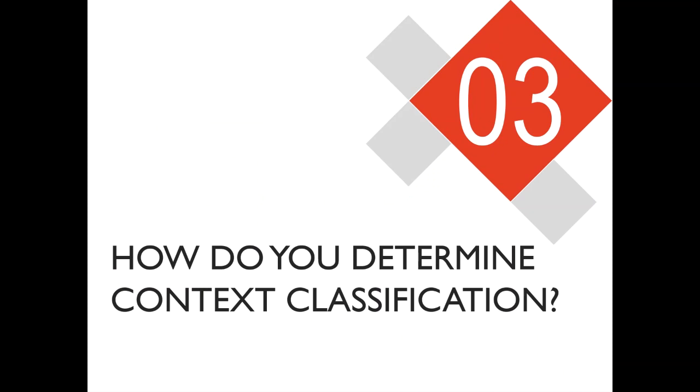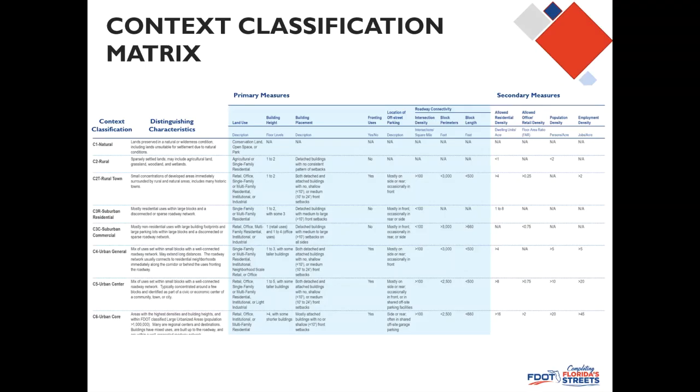Part 3. How do you determine context classification? The Complete Streets Handbook includes this context classification matrix, which looks pretty scary when you look at it all as one big block like this. However, it's kind of like eating an elephant. You can do it one bite at a time.